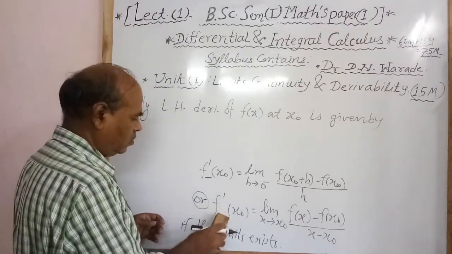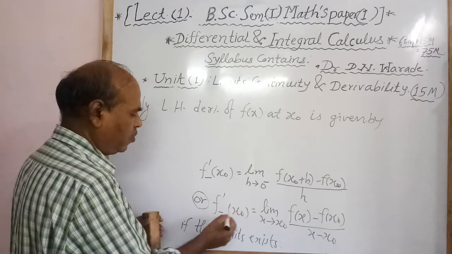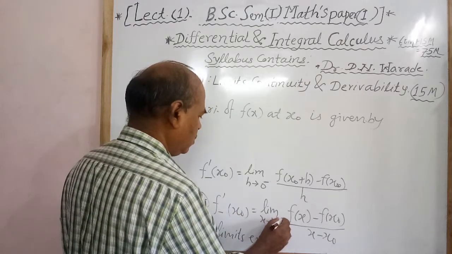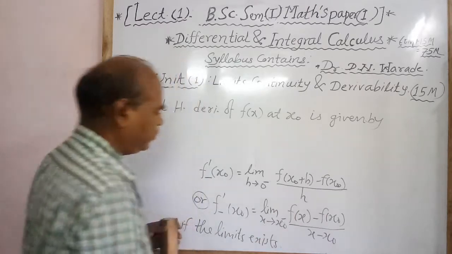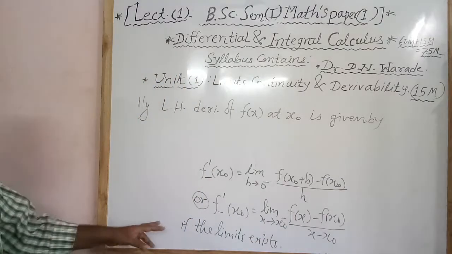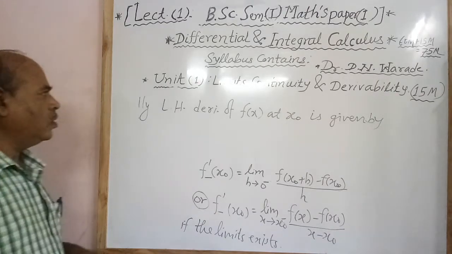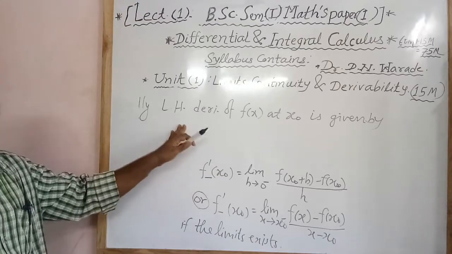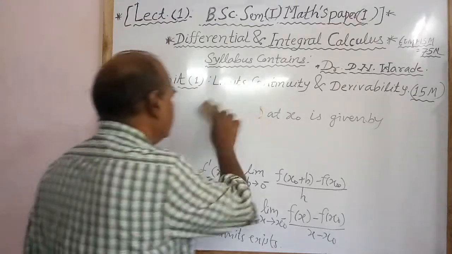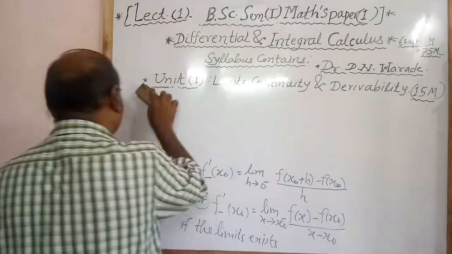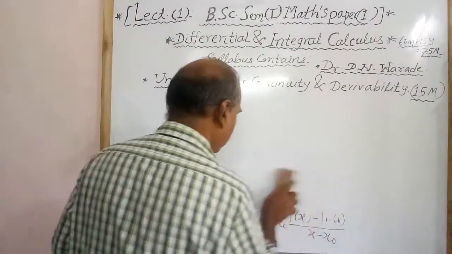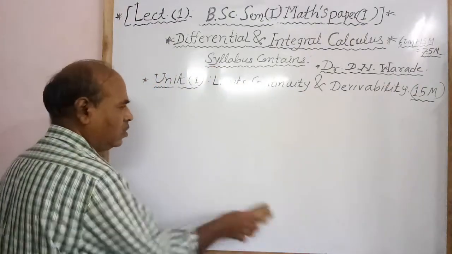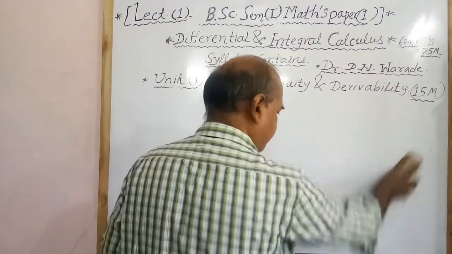Similarly, the second definition: f dash of x0 minus, where x tends to x0 minus, if the limit exists. Now this is about the right hand derivative and left hand derivative of the function f of x at the point x0. Then we take some example so that the idea of the right hand and left hand derivative gets clear.